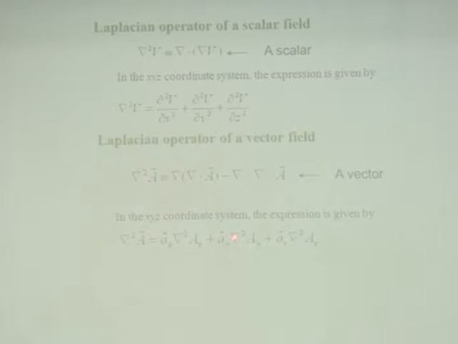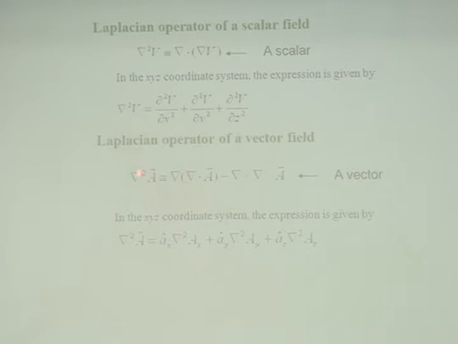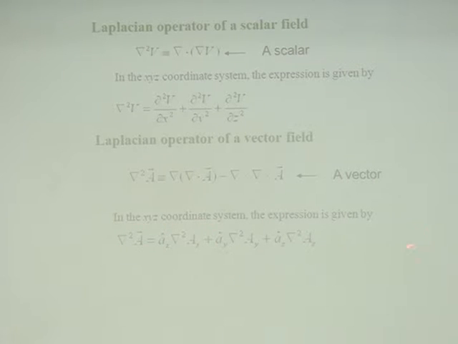Well, there's a reason for this definition, because when you deal with time-varying fields, very often you have to do this calculation. And in the xyz coordinate system, the vector Laplacian is quite simple. It's the scalar Laplacian of ax multiplied by the unit vector along x, plus the scalar Laplacian of ay multiplied by a unit vector along y, and plus the same thing along the z direction.